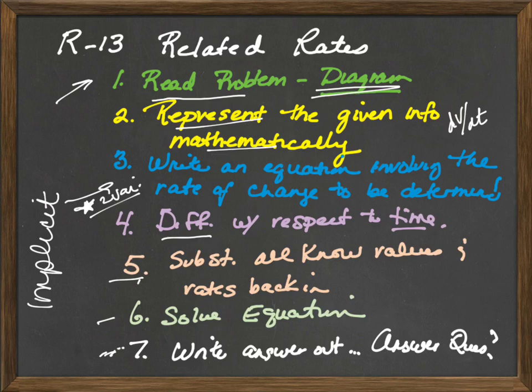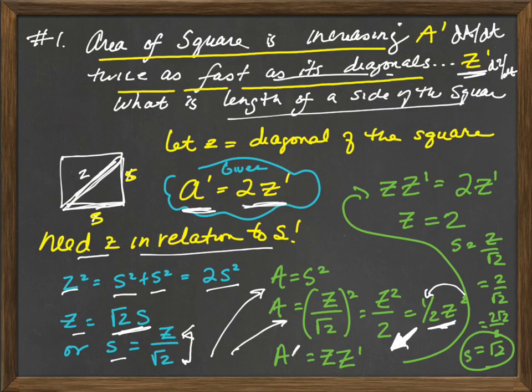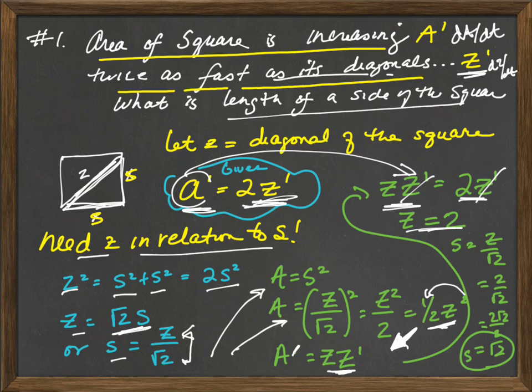Because you don't always have things in relationship to t, like this is in relationship to z, not t, so that's why it has a z prime. So this z z prime is the area's derivative, so that's A prime, and I set that equal to 2z prime, which was the given. So then solving for z, the z primes cross out and you get z is 2. So the diagonal is 2 when the area is increasing twice as fast as the diagonal.